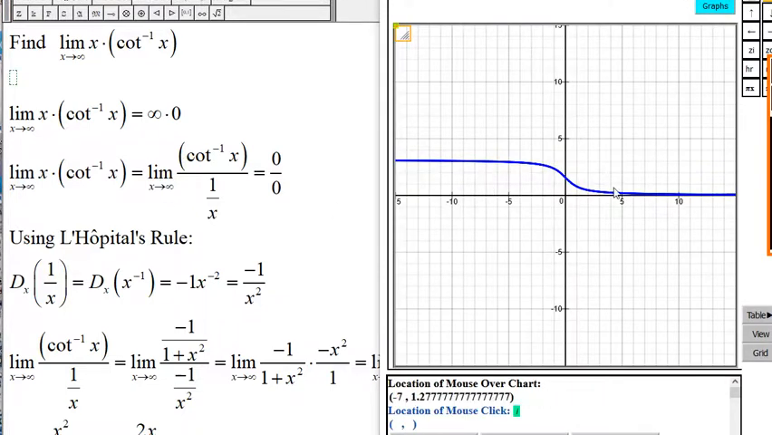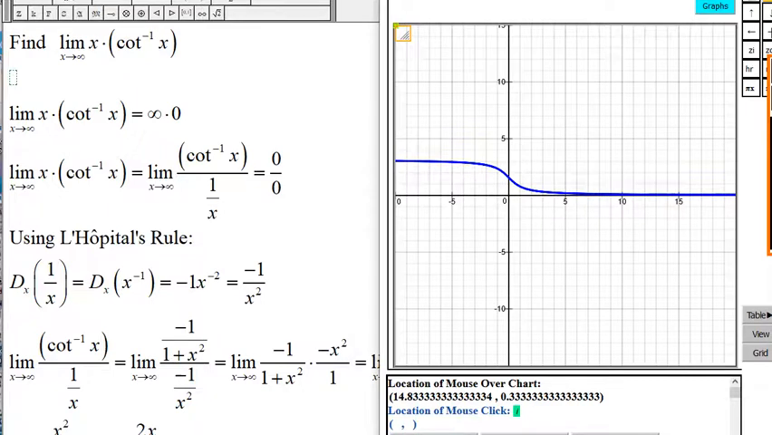And this is the graph of the function y equals the cotangent inverse of x. And so we can see that as x gets larger and larger, y approaches 0. So as x approaches infinity, cotangent inverse of x approaches 0.